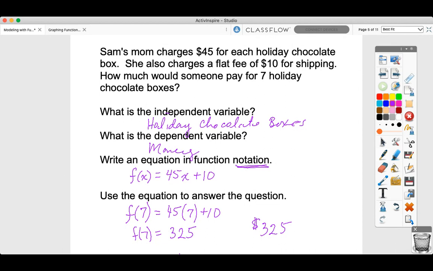All right, you're going to have a bunch of these, so please be prepared. In the next video, we're going to be talking about how to use these word problems and choose a really reasonable domain and range.